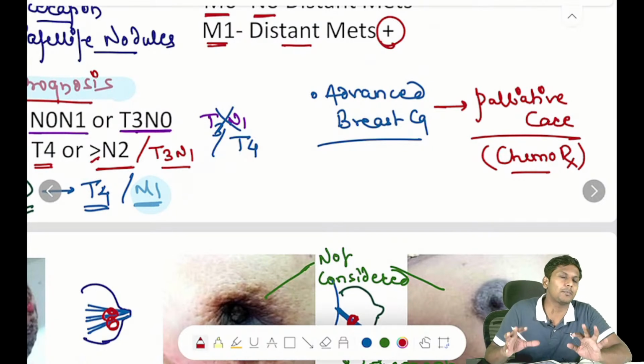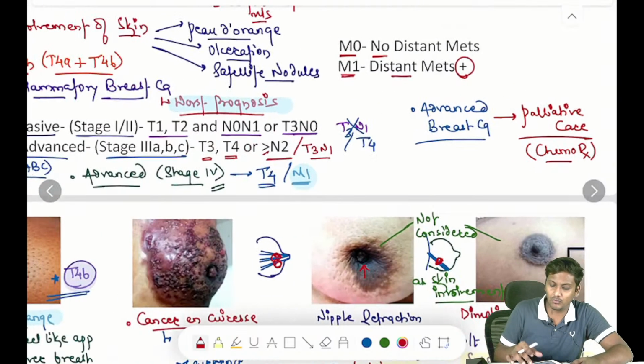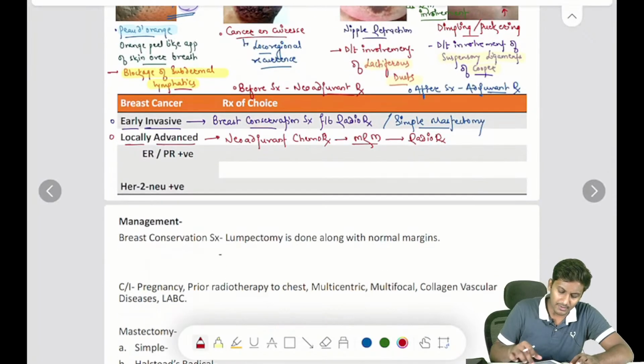Palliative care is nothing but a supportive care which will only help in increasing the survival rate of the patient. Okay? Jitna bhi time bacha hai patient ke paas, that will be improved. Okay? The patient will have a better quality of life in that time. So that's the important thing.